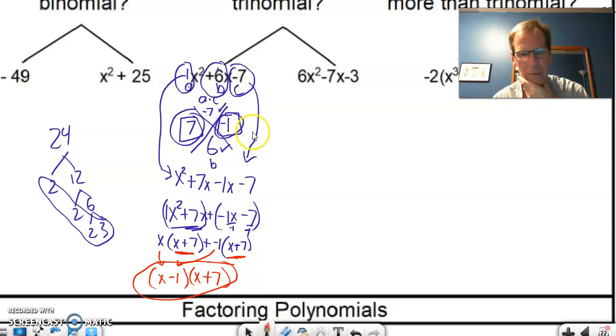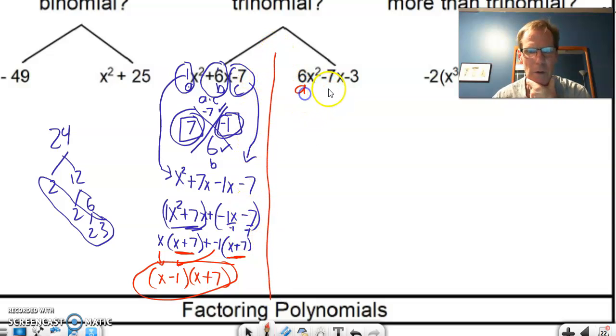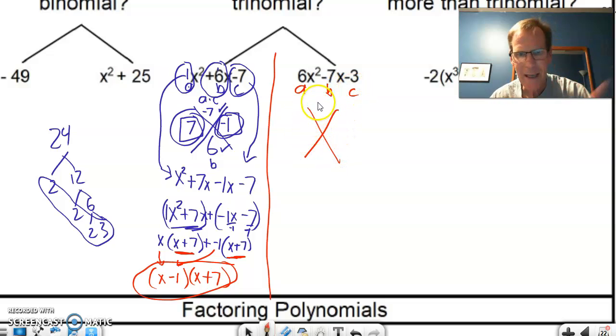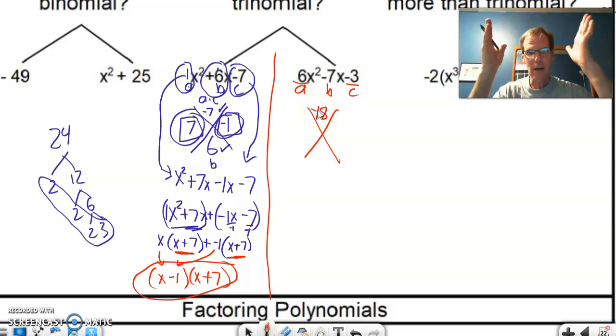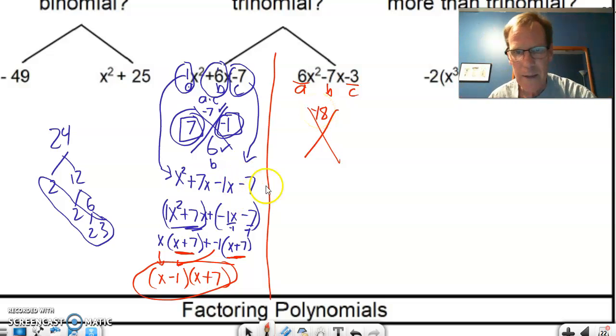Hopefully you sped up my video, but let's watch that in play on this one. I'll go a little bit faster. A, B, and C, and I'm going to build this x game, so to speak. A times C is negative 18. That was 6 and negative 3 multiplied to give the attic and ceiling, the top, and then the bottom is that negative 7.